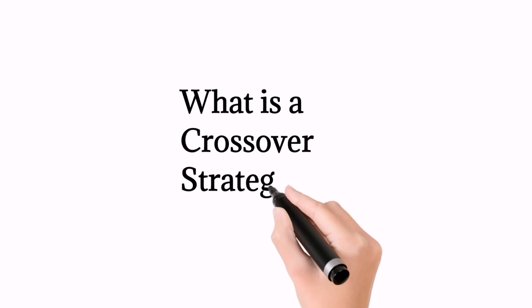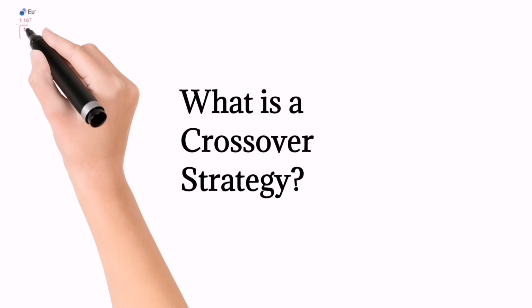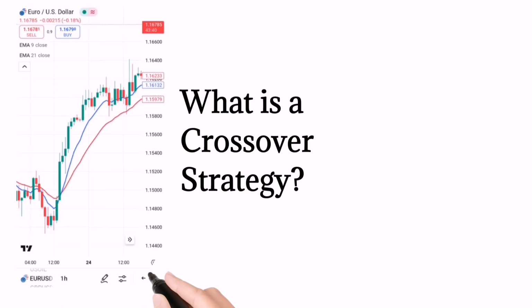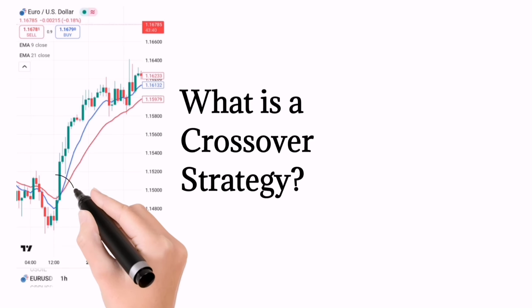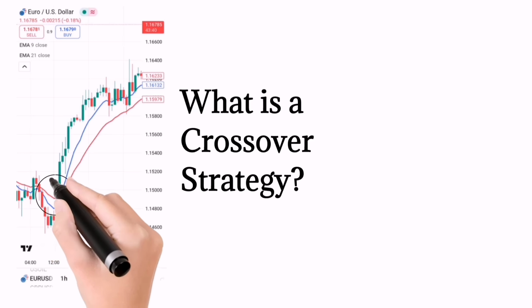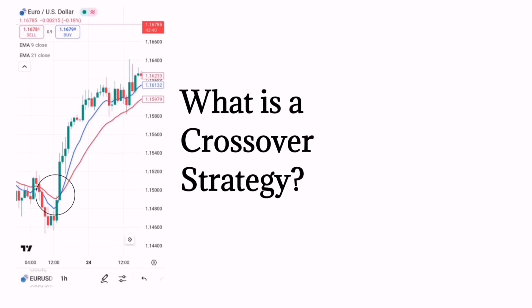What is a crossover strategy? The EMA crossover strategy works on a simple concept. When a faster EMA crosses above a slower EMA, it's a buy signal. When a faster EMA crosses below a slower EMA, it's a sell signal.